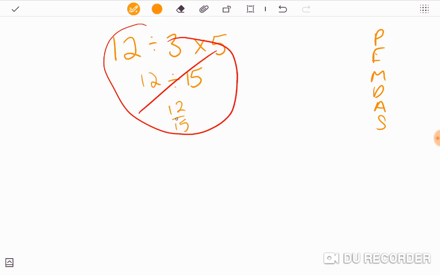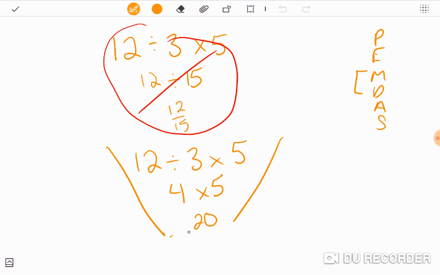What you do, you go in order from left to right, because remember, multiplication, division, they're like equal, so it doesn't matter which one you do first. You go from left to right. So let's look at this problem again, and let's do it the way we're supposed to be doing it. 12 divided by 3 is actually the first one you would do, because remember, they're the same, so you go left to right. 12 divided by 3 is 4. We bring down our 5. 4 times 5 is 20. This is the correct way to do it.